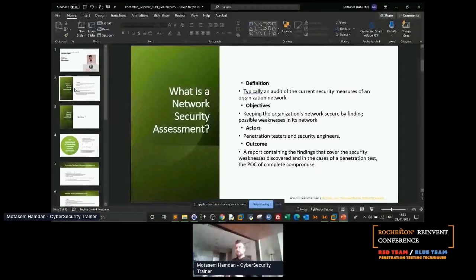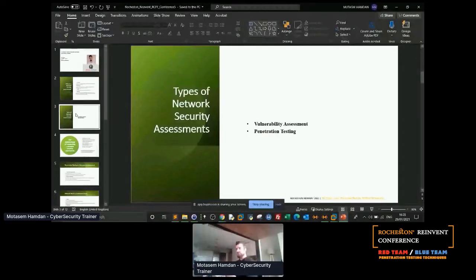Now, what are the types of network security assessment? The first is vulnerability assessment, and the second is penetration testing. They are different, but they have some crossroads, some common factors. The main difference is that in a vulnerability assessment, in simple words, I want to see what vulnerabilities can be exploited to gain access to my network, but I don't exploit them. That's the difference. In vulnerability assessment, I scan the network and see a list of the vulnerabilities. I prioritize them according to their impact and likelihood of occurrence.